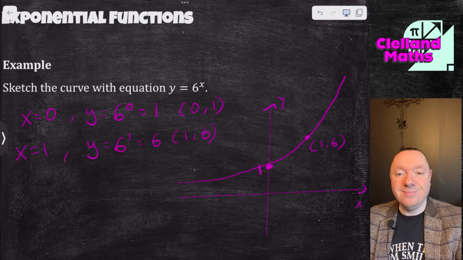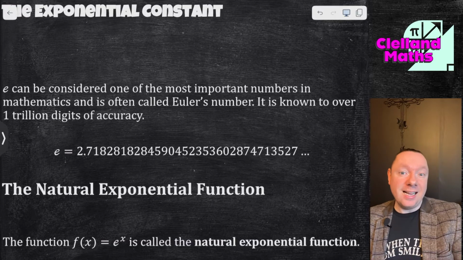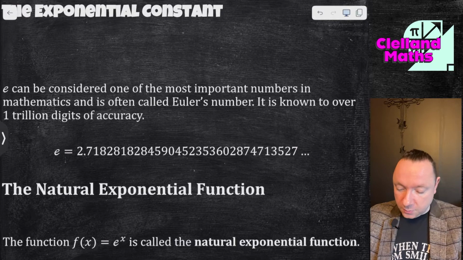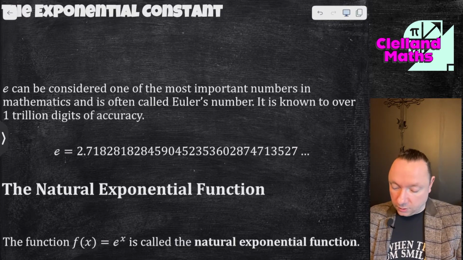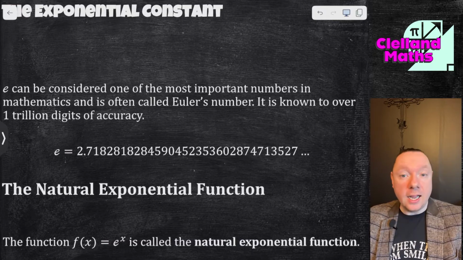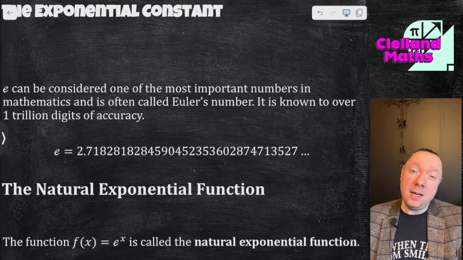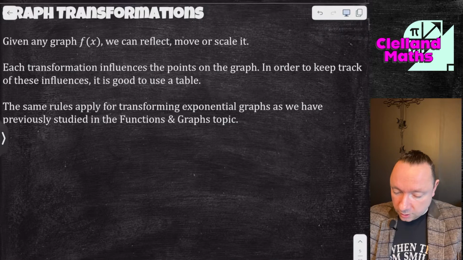And we're done there. e is one of the most important constants in maths, and it's often called Euler's number. It's an irrational number, so it never ends and can't be written as a fraction, and it's approximately 2.718, but it goes on forever. The function f of x equals e to the x is called the natural exponential function. It's got a lot of properties. For instance, when you differentiate it, you get itself back. It's got lots of neat things you can do with it. We're going to look at graph transformations.